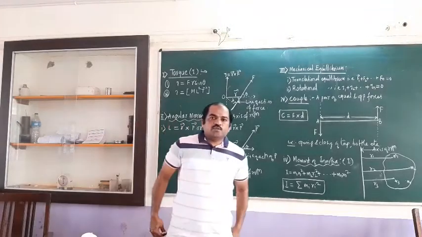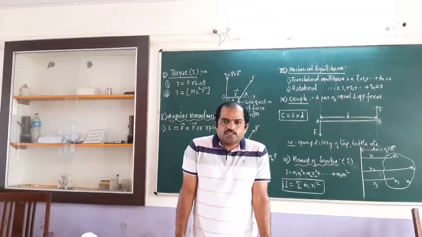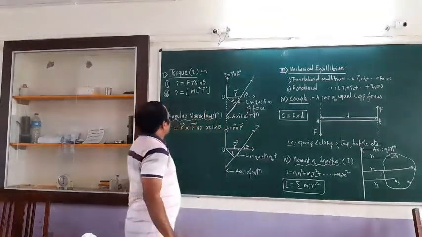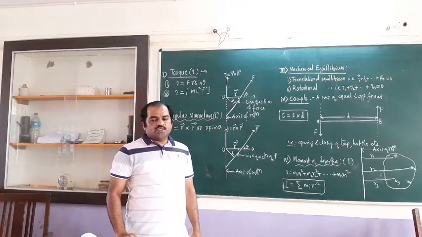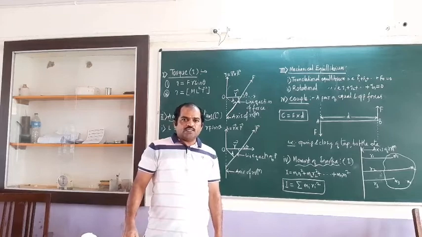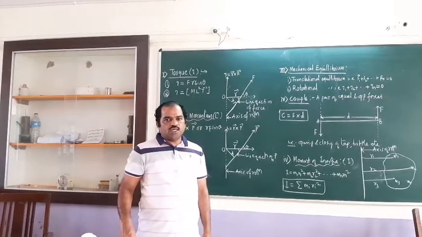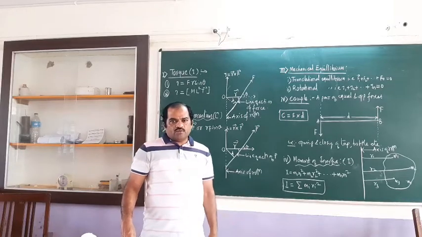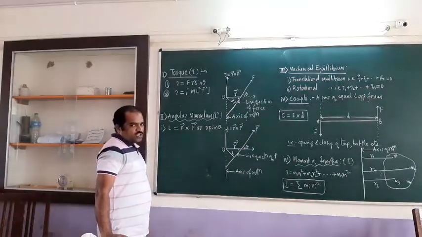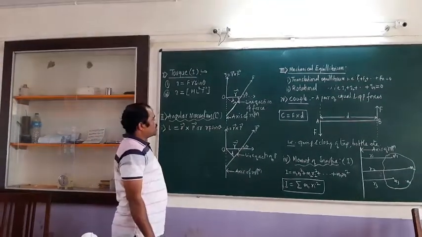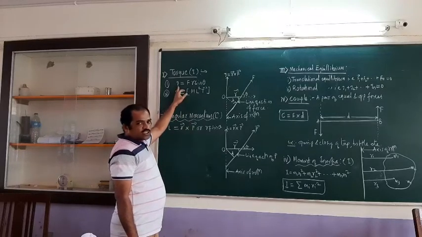Good morning, students. Today we are going to continue to the next topic, that is torque. In the previous class we understood the center of mass of a body and the relationship between the linear velocity and the angular velocity. Here let us discuss another important concept, that is torque. Torque is represented by the Greek symbol tau.